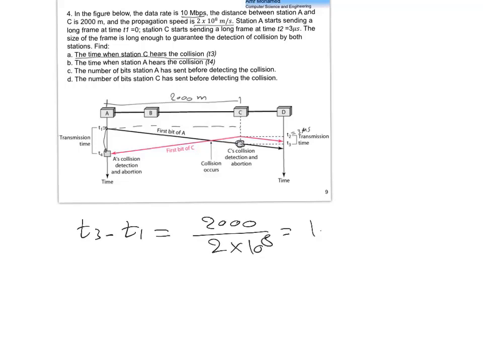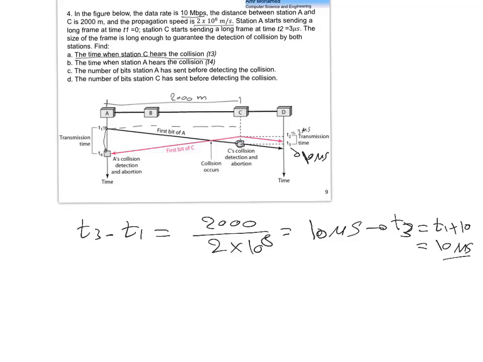which is 10 microseconds. So this means that t3 equals t1 plus 10, or in other words 10 microseconds. So this time is 10 microseconds.